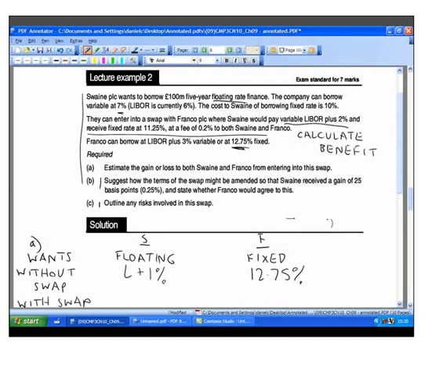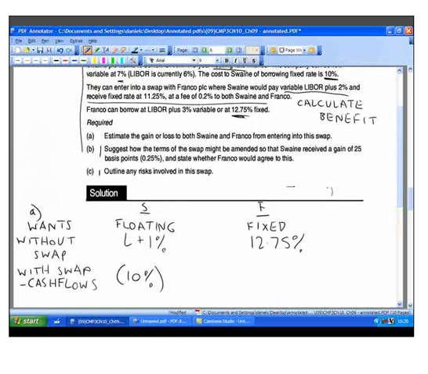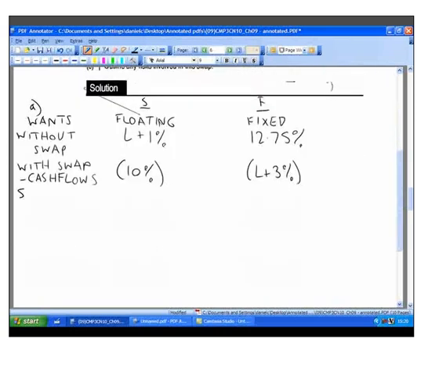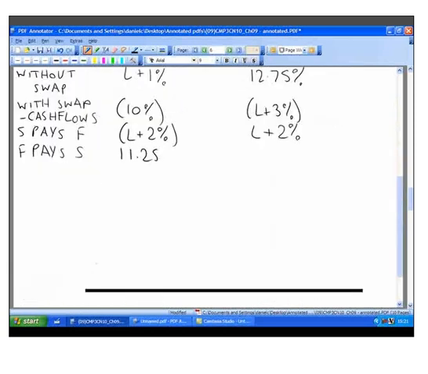We're then told that in the swap, Swain will pay variable LIBOR plus 2%. So Swain pays Franco LIBOR plus 2%. Which means that Franco is receiving LIBOR plus 2%. Franco is going to pay Swain, we are told in our material, 11.25%. So Swain is receiving 11.25% from Franco, they receive 11.25%, Franco pays 11.25%. In addition to that, they're going to have to pay a fee. Again, we're given that in our material. The fee is going to be 0.2% to both parties. So we can take off 0.2% and 0.2%.